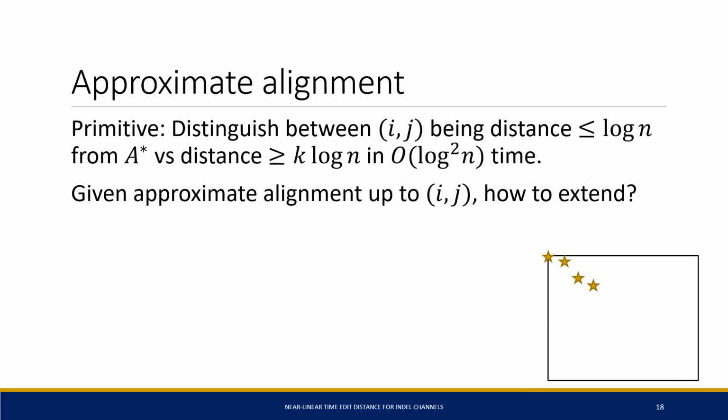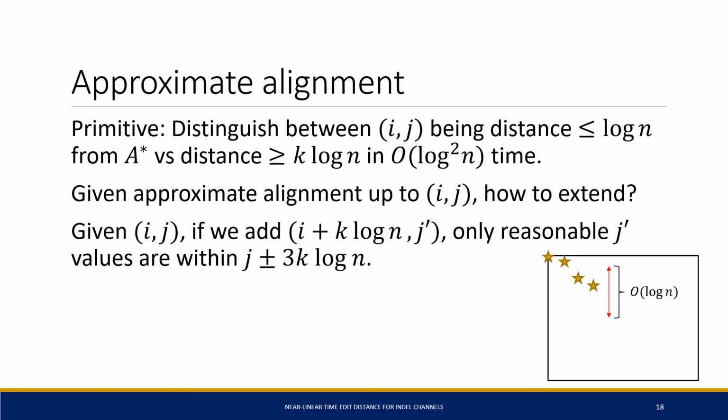So we can always start off our approximate alignment with just the value 0, 0, because of course that's going to be exactly on A star. And now let's say after some number of iterations, we've extended our approximate alignment all the way to the point i, j, and we're wondering what's the next point we should add. So in particular, we want to add some point of the form i plus k log n, comma j prime. And the claim is that the only reasonable values for j prime are going to be within, say, 3k log n of whatever j is. That is, the next point we want to add is definitely contained within this vertical band of total length at most O(k log n).